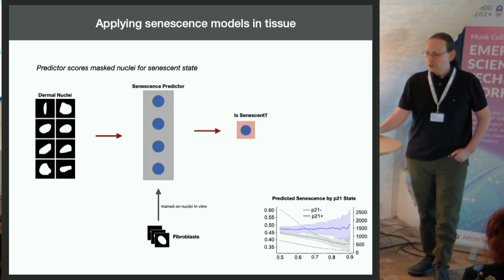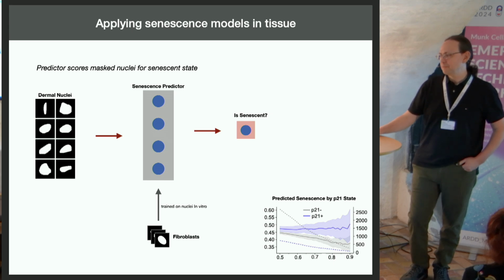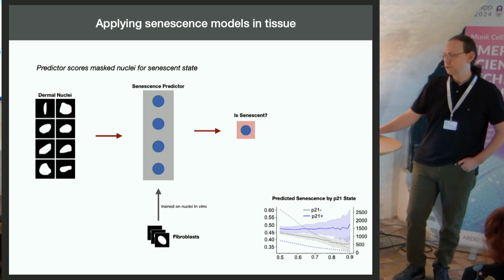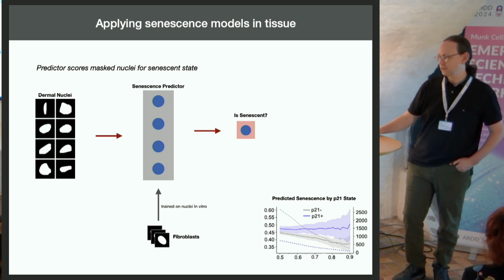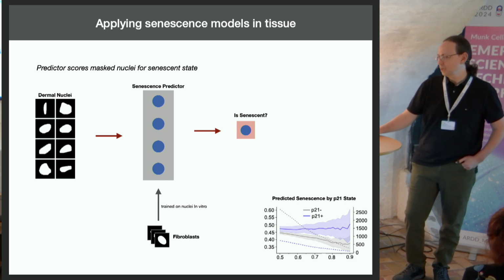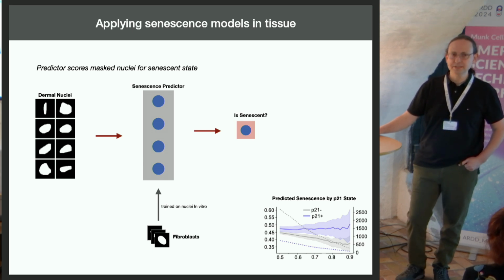So then we started to make an effort to map this to tissue. All this work so far was in vitro, and that's great. But ideally, we would like to apply this to human tissue and other tissues to measure rates of aging or changes related to disease. So we did some normalization and used that to apply the predictor to human tissue, particularly H&E stained tissue.